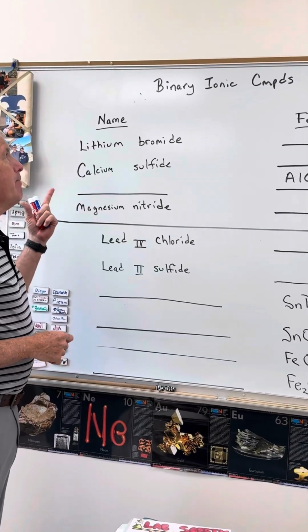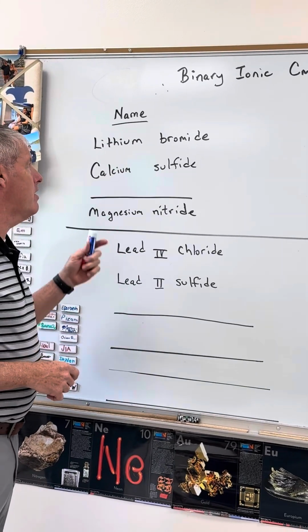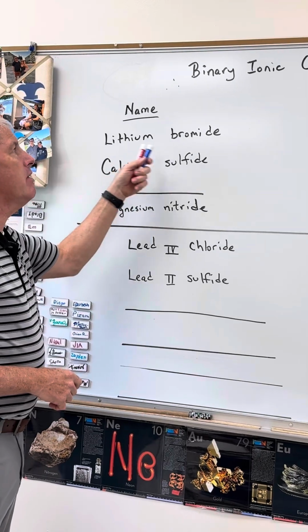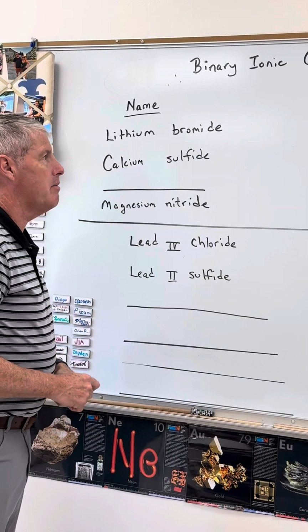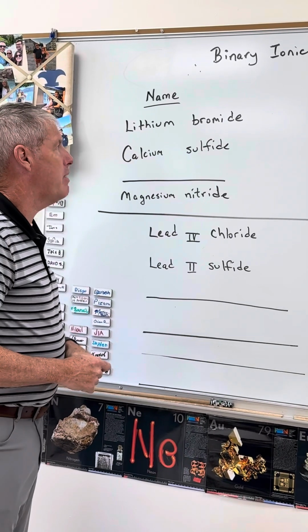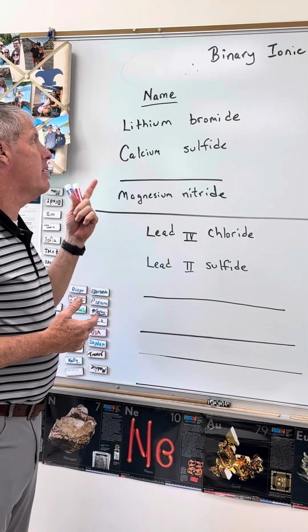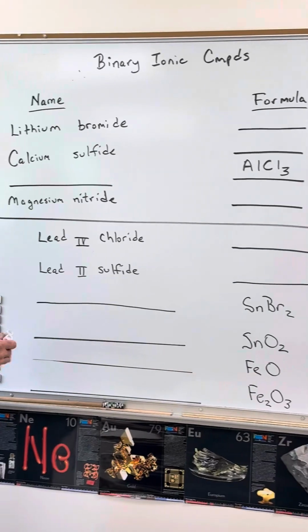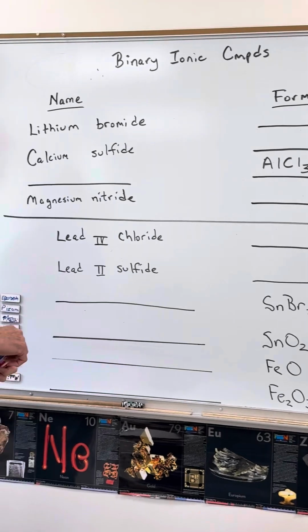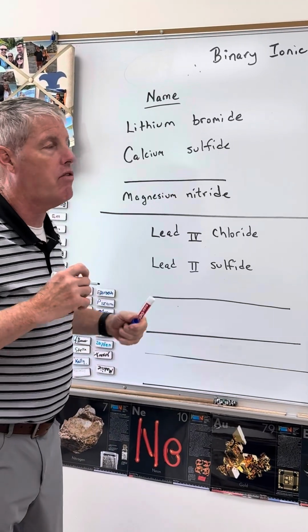So these are binary ionic compounds. What they're made of is a metal and a non-metal. So you can only have two elements in the compound. I'm going to begin with going from naming to formula writing. In order to be able to do this, you need to identify charges and crossover.